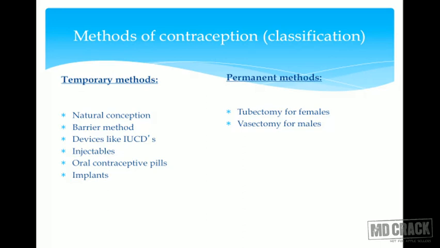The other type is permanent methods, in which a surgical procedure is usually done, where we surgically destroy the reproductive capacity of that particular individual. It can be done in both females and males: tubectomy and vasectomy.